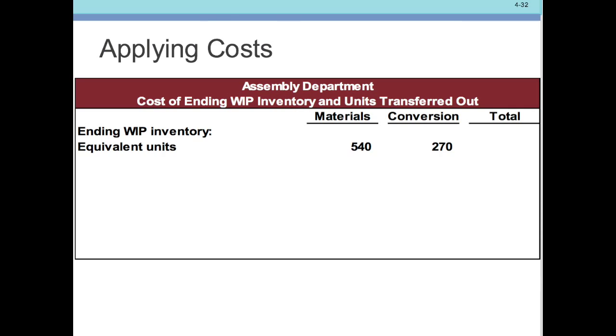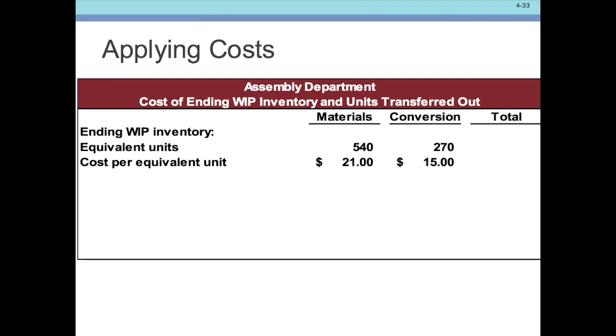Okay, let's take the numbers we've calculated so far and assign those to the individual situations. So we're going to apply the cost here to the assembly department, the cost of ending work in progress inventory and the units transferred out. So the ending work in progress inventory equivalent units were 540 and 270.